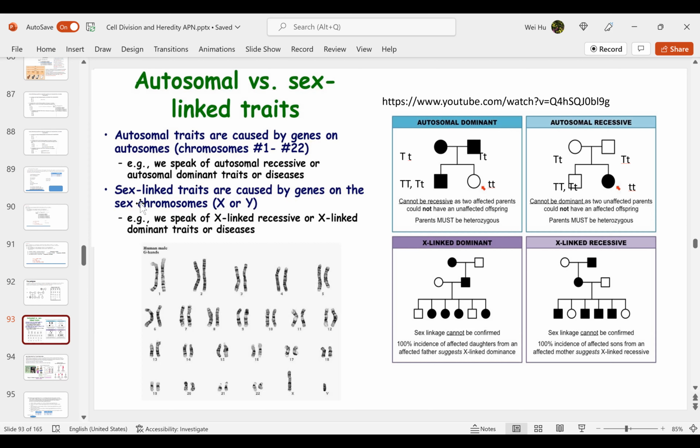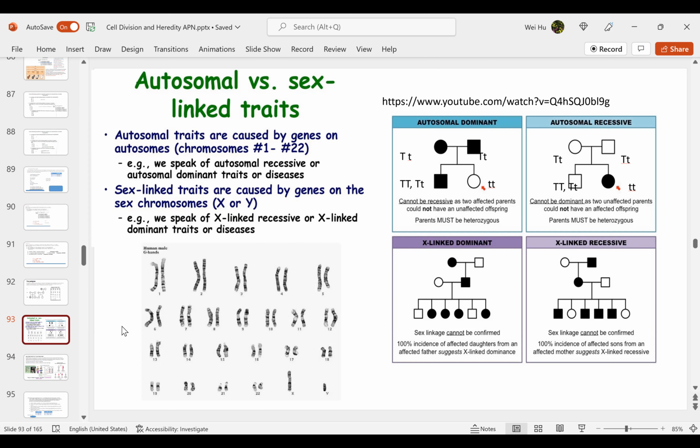Okay, so now let's talk about sex-linked recessive disease or sex-linked dominant disease. Number one, your gene must be on the X or Y chromosome. You only have one or two of these sex chromosomes. If you're a girl, you have double X. If you are a boy, you have X and Y. So then you can have recessive, and you can also have dominant.